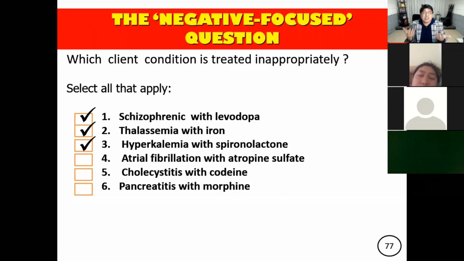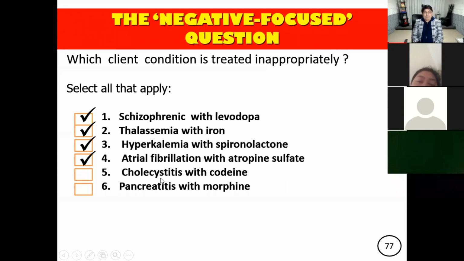Medications that could potentially increase atrial contraction: you have milrinone, adenosine, atropine sulfate, dobutamine. Therefore, is atropine sulfate contraindicated in clients with atrial fibrillation? Yes. Is that an inappropriate treatment? Yes. So we put a check.